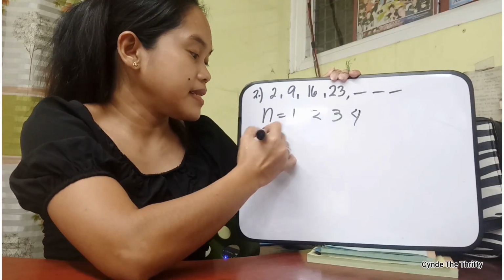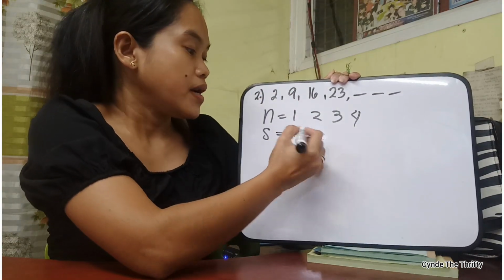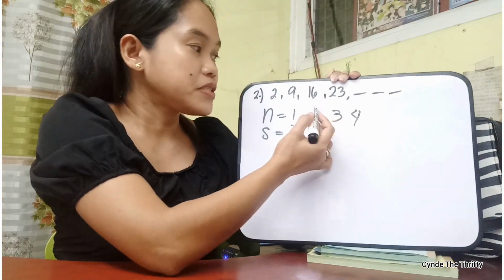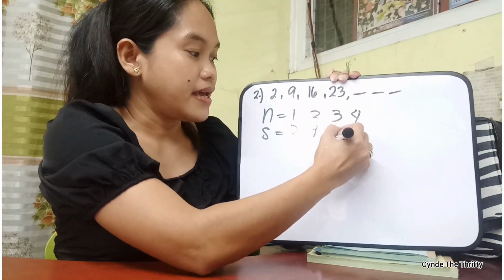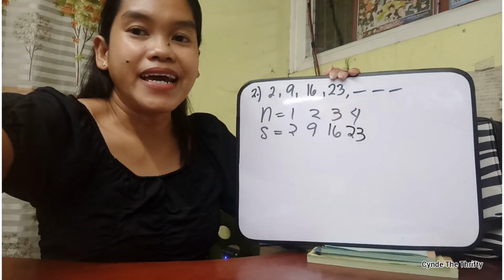And then isulat natin ang ating sequence. Ano yung nasa first term natin? Number 2. Ang ating second term is 9. Ang ating third term is 16. And ang ating fourth term is 23. So, ayan, nasulat na natin.